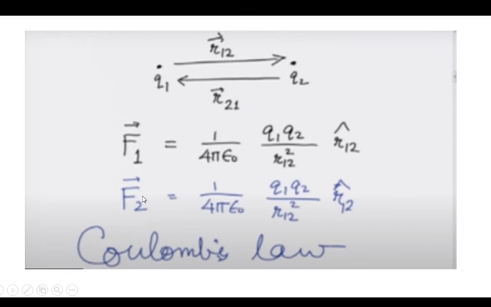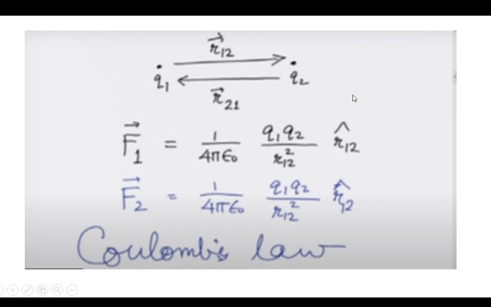Similarly, the force F2 due to the charge q2 is equal to 1 upon 4 pi epsilon naught, q1 into q2 divided by r12 squared, into r21 cap. Here it is r21 cap, not r12 cap. So this is about Coulomb's law.